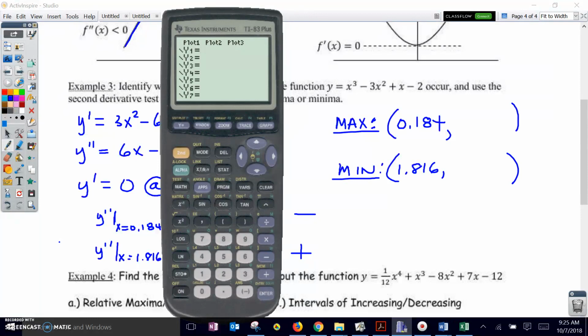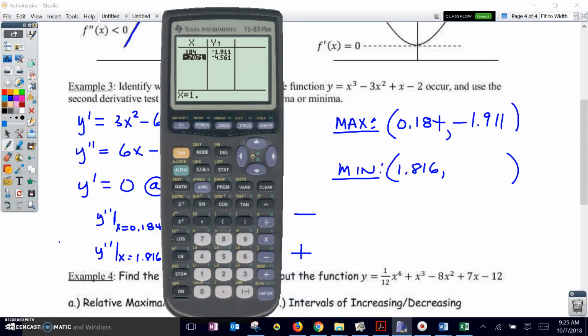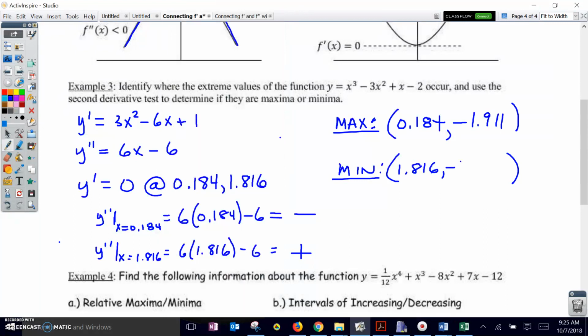Again, I'm going to kind of cheat here from a time perspective and use my ask function on my table. And I'll put 0.184 in. We get negative 1.911. And I'll put 1.816 in. We get negative 4.089. I did something bad here that I would advise against you doing.